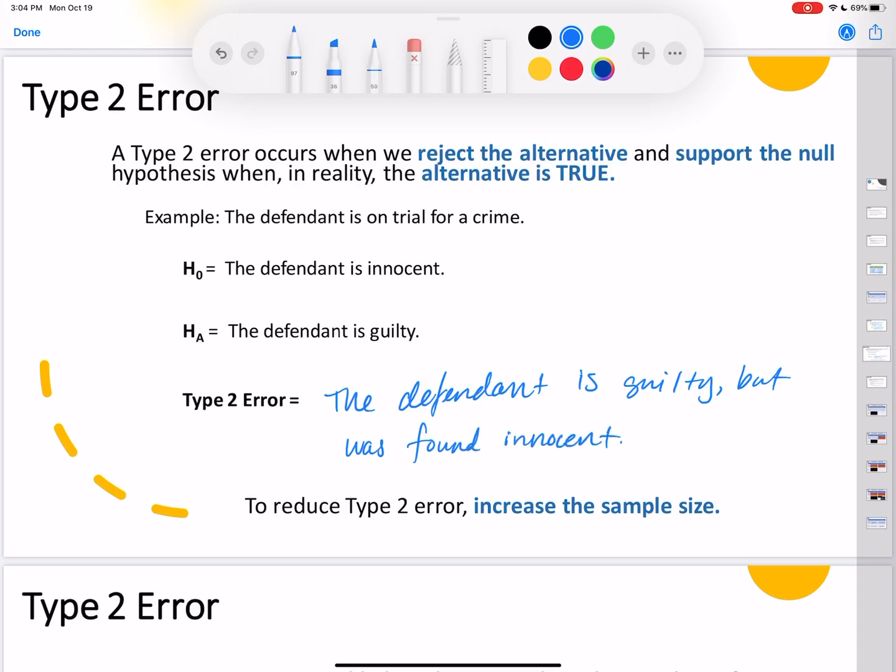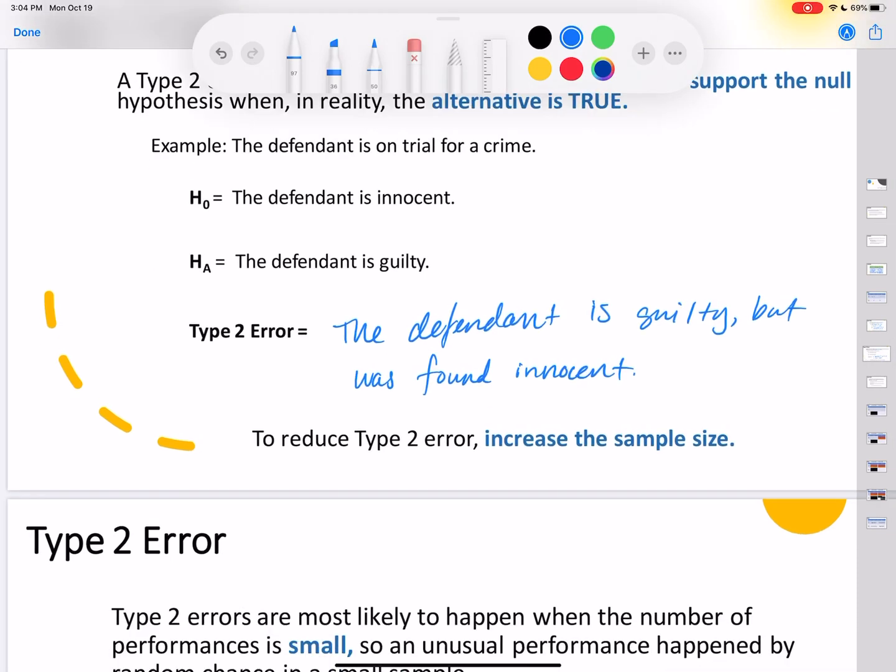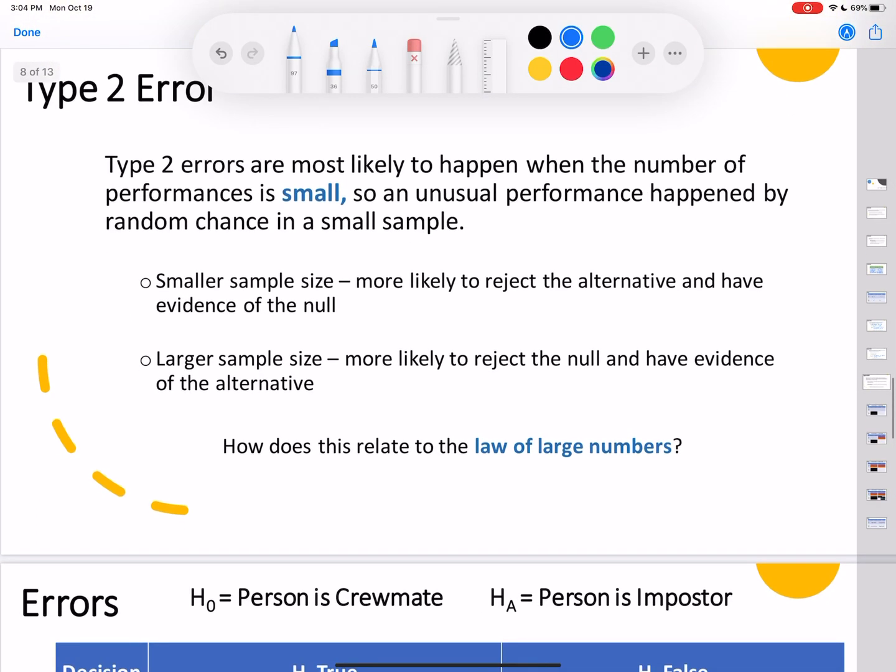To reduce type 2 error, you increase the sample size. Type 2 errors are most likely to happen when the number of performances is small, so an unusual performance happened by random chance in a small sample. The smaller the sample size, the more likely to reject the alternative and have evidence of the null. The larger the sample size, the more likely to reject the null and have evidence of the alternative. How does this relate to the law of large numbers? Well, the larger the sample size, the closer you get to the population.